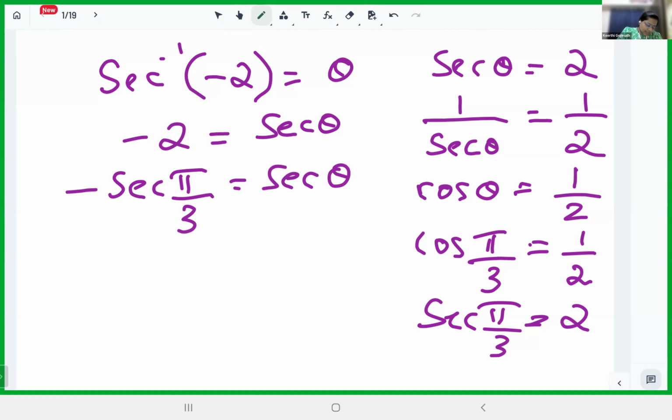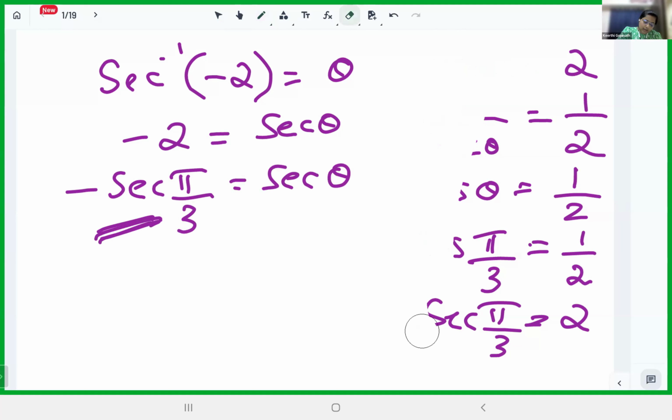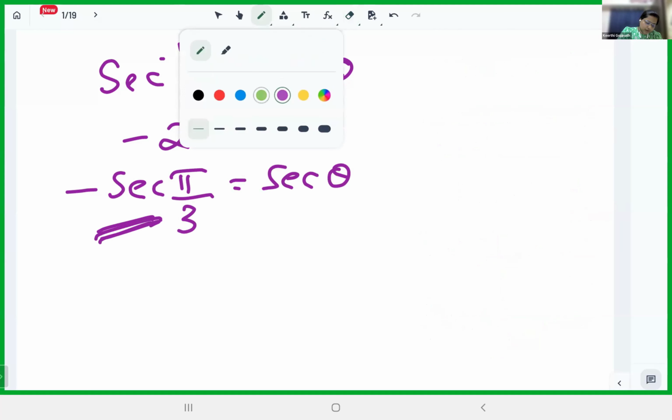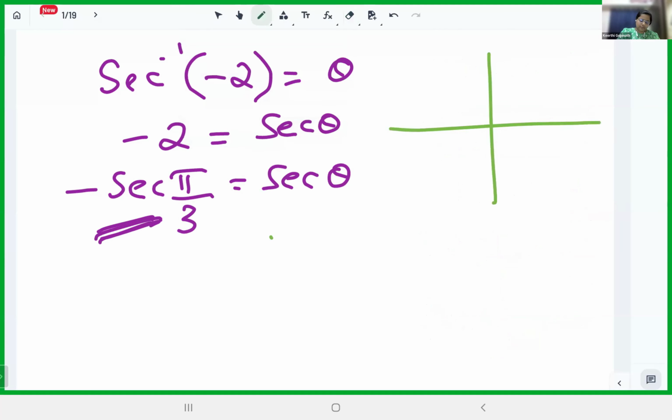Since this is a reciprocal of cos, we cannot apply the property as in the previous cases. That is, we have to find out the sign and reduce it using the reduction formula. In the first quadrant, all the functions are positive. In the second quadrant, we know that cos and sec are negative. So we have got the quadrant.